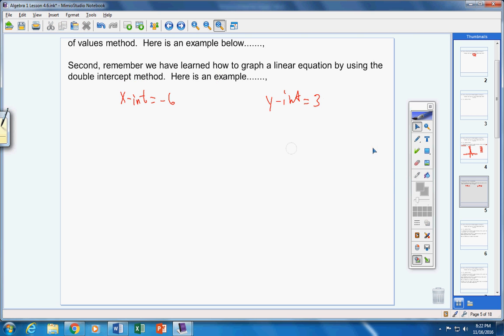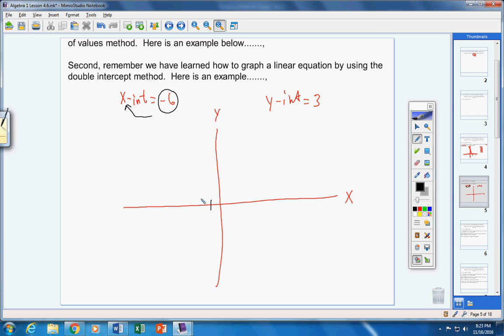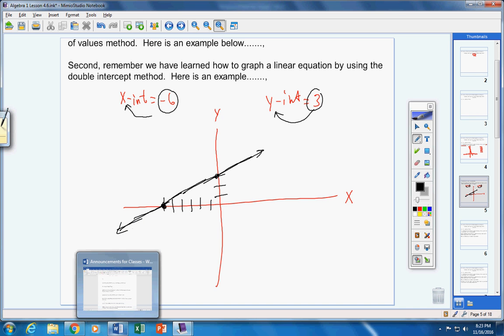Okay, it should. Let's go ahead and draw our coordinate plane here. Here's my y-axis. Here's my x-axis. Now, the x-intercept is negative 6. So I go to negative 6 on the x-axis. There we go. The y-intercept is 3, so on the y-axis I would go to 3. And there we go. We sketch our line and we've graphed the linear equation, okay? That's called the double intercept method. Now, both of those methods work on any linear equation. I'm just saying to you, know them both, okay?